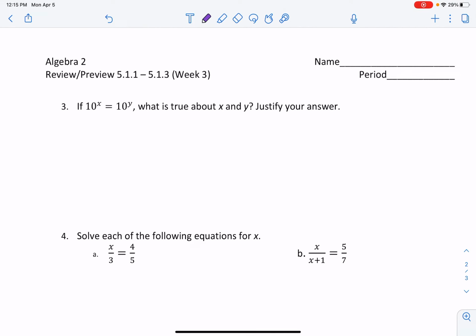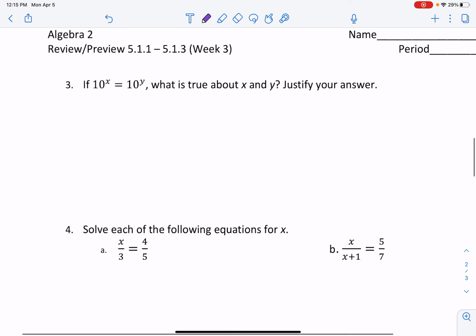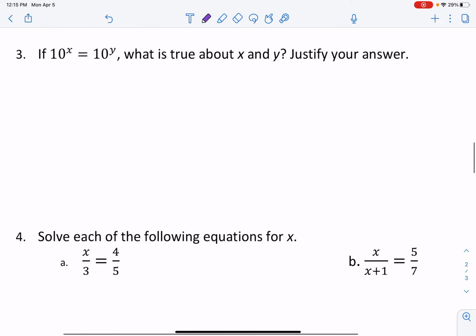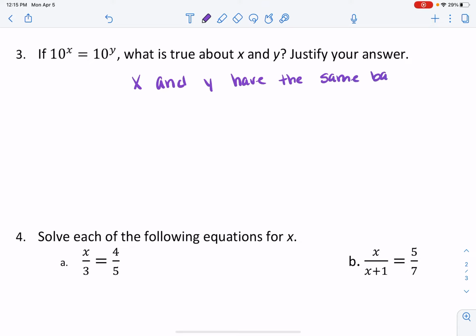For number 3, it says if 10 to the x power is equal to 10 to the y power, what is true about x and y, and justify your answer? So I think one thing to notice here is they both have the same base, right? 10 to the x and 10 to the y here have the same base. So x must equal y.